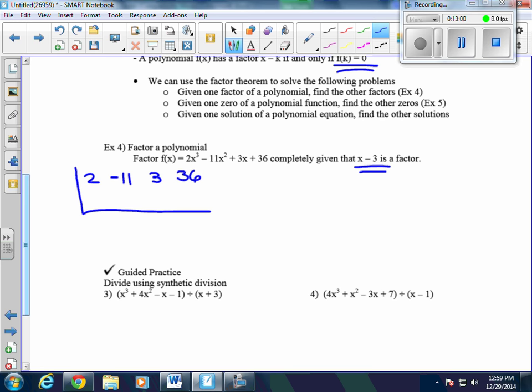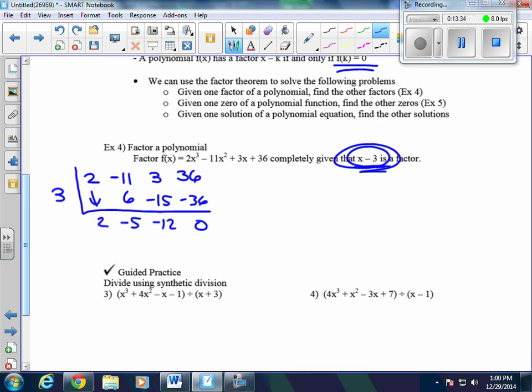Now, if they tell us that this is a factor, we automatically should know that we're going to get a remainder of 0. If we don't get a remainder of 0, we know that we did something wrong. So if x minus 3 is a factor, we know that 3 is one of the zeros. So that's what I'm going to put in here. So we're going to drop this down. So that's going to be 2, 6, negative 5, negative 15, negative 12, negative 36, and that is 0. Perfect. It came out. So it is a factor because there's a remainder of 0.